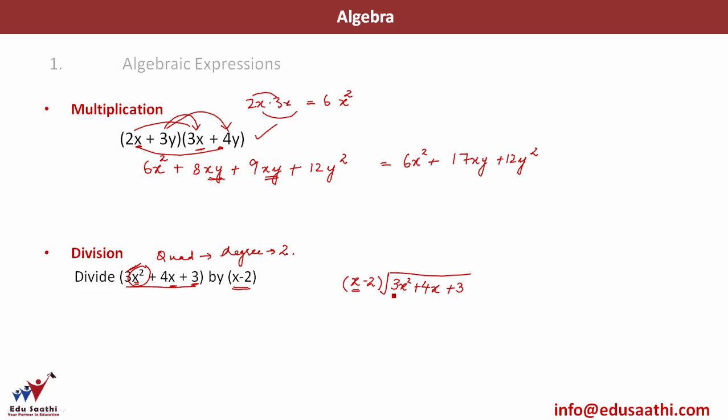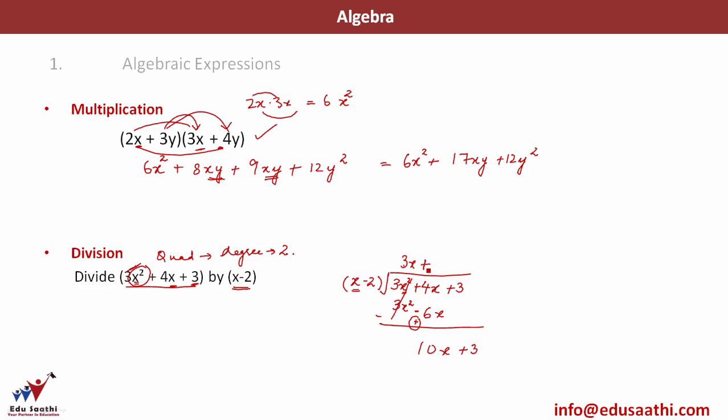Now you look at this x and you look at this. So I'll multiply it with 3x. The first term that I will get will be 3x square. Now if you look at the second term, it is coming out to be minus 6x. Now if you subtract it, this will get cancelled out. So subtracting means this will actually get added. So you will have 10x plus 3.